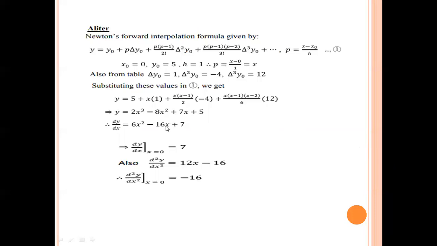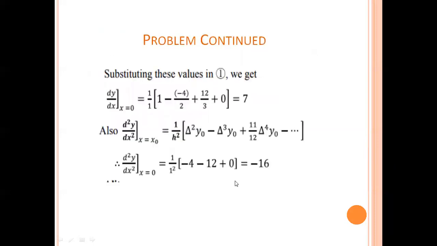So dy/dx at x = 0: if I put x = 0, I get only 7. And the second derivative, d^2y/dx^2 = 12x - 16, and if I put x = 0, I am getting -16. So with the previous method we are also getting the same answer.